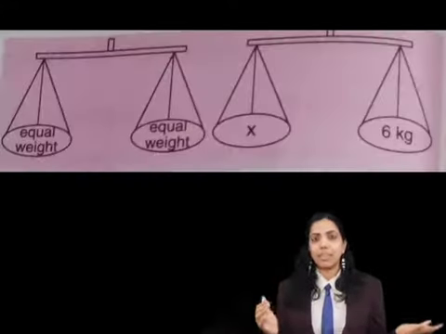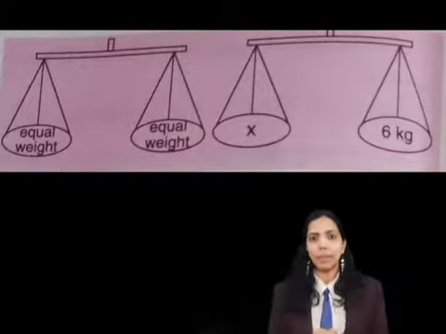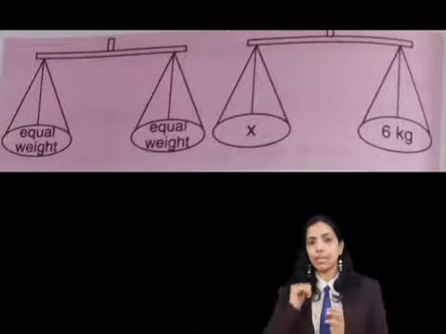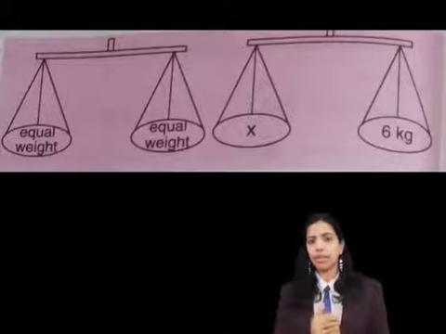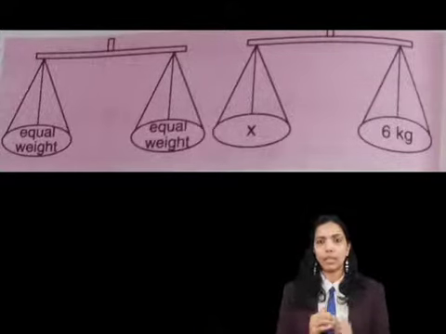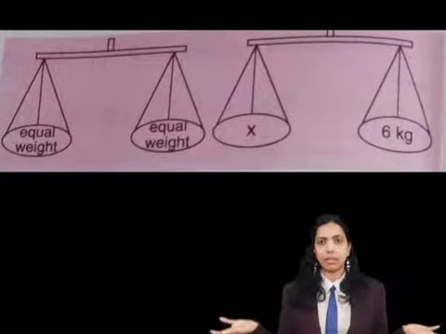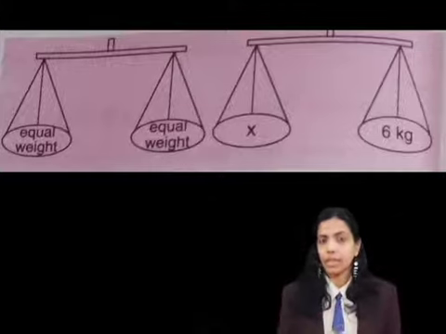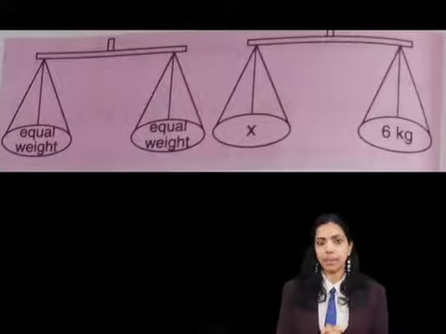Suppose we have x kilogram of apples in the left hand pan and we require 6 kilogram to put in the right hand pan to keep the scale in a balanced position. Then x equals 6 kilogram of apples.